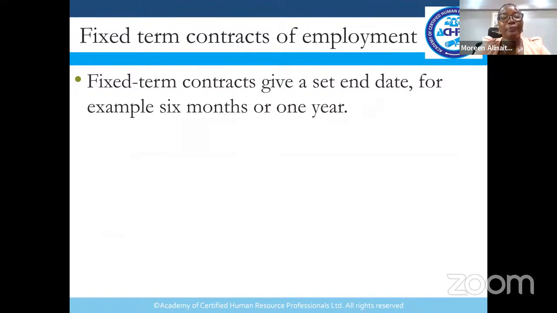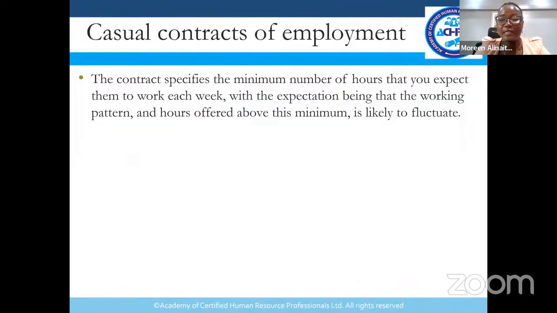Thank you so much. We have the fixed term contracts where it is set to end on a specific day, maybe for 6 months or 1 year, it ends like that. The moment the year ends, it's over. Some people don't like their contract being over because when the year ends, and you did not renew the contract, they just start coming to work. They don't want the contract to be over.